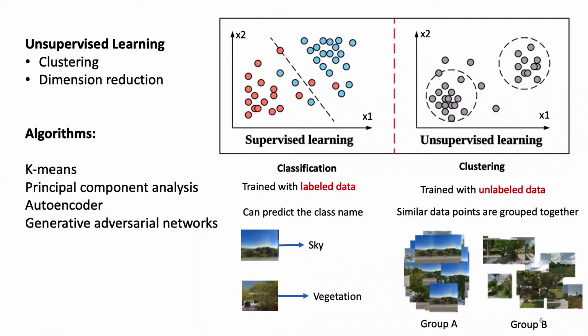But in clustering, the output is that similar data points are grouped together. For example, given an image, the algorithm can tell you which group it belongs to. It is similar to this group, or more similar to that group. But the algorithm cannot tell you what the group means. It just finds similarity. So this is the difference between supervised learning and unsupervised learning. For algorithms, you have k-means, PCA, autoencoders, and GAN models, which are generative adversarial networks.